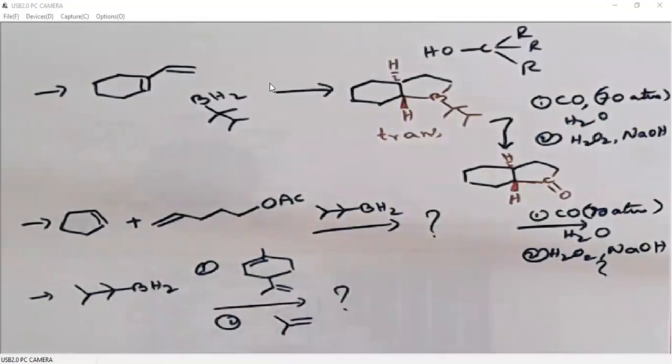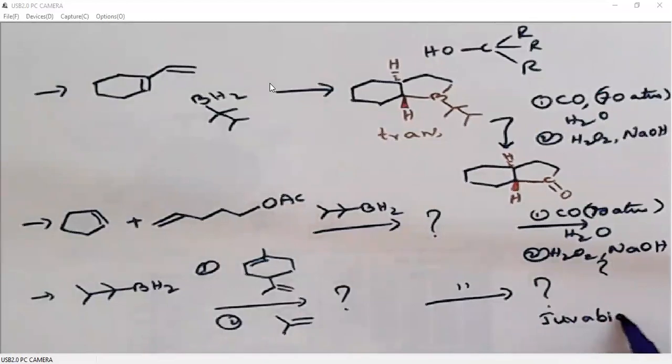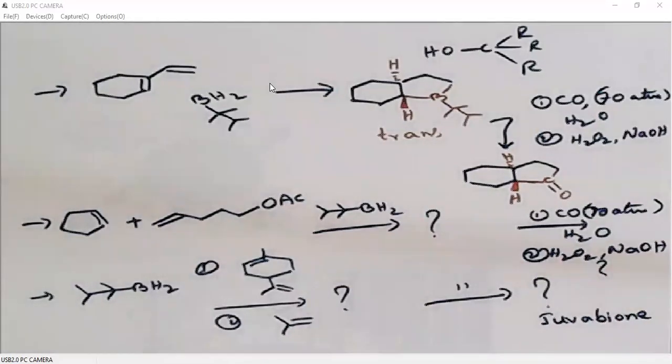So you write the intermediate and then the same reagent. So the product is called juvabione. When we are adding to borane, it should be first the highly sterically crowded alkene, then next less crowded, then next still less crowded.